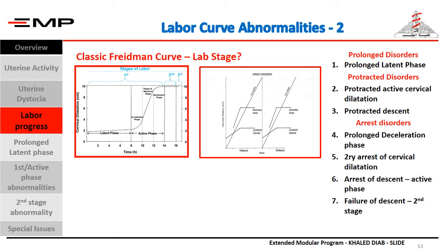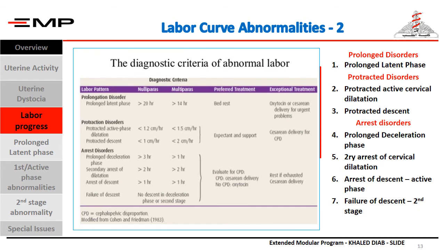In classic teaching according to the Friedman curve, labor curve abnormalities are classified into 7 disorders: 3 prolonged or protracted, and 4 arrest disorders. The following figure states the limits and management of these disorders.